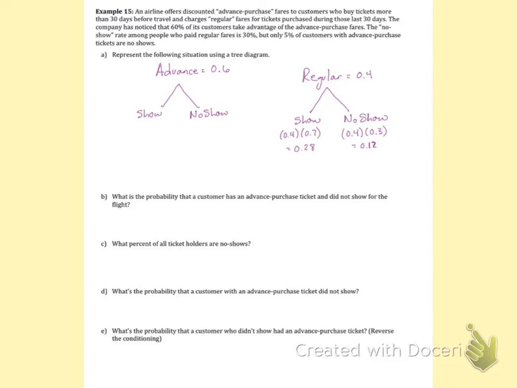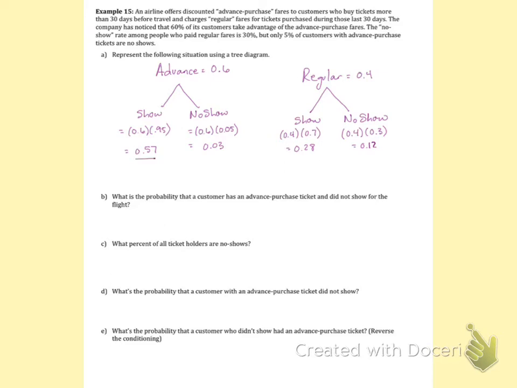Over on the other side, it says only 5% of customers with advance purchase tickets are no-shows. So of these 60%, only 5% of these don't show. So if we do that calculation, we should get 0.03, which means that 95% of them do show for the flight. And when you do this calculation, we get 0.57.